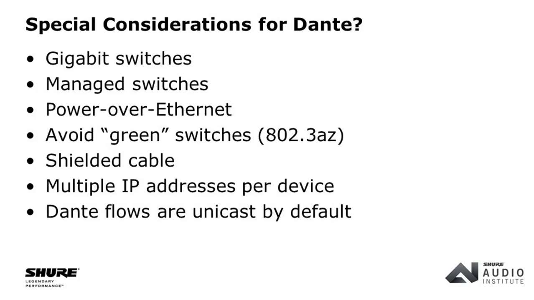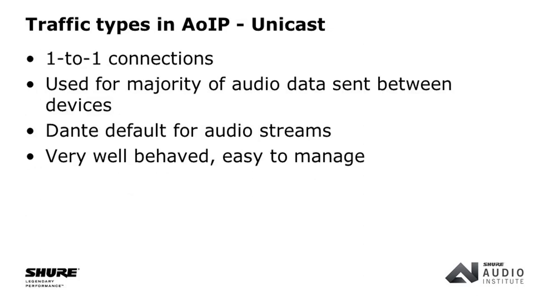Power over Ethernet can be helpful, since a lot of these Dante devices, many of Shure's devices included, require power over Ethernet in order to operate. Shielded cable is just a good best practice for these. Be aware that many of these devices might have multiple IP addresses. So as you start putting audio equipment on your network, make sure that you have enough IP addresses available to support all of these devices. The last point there mentions that Dante flows are unicast by default. Let's talk a little bit more about that, actually.